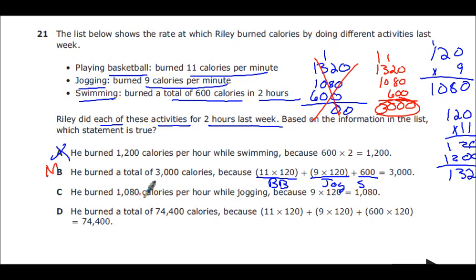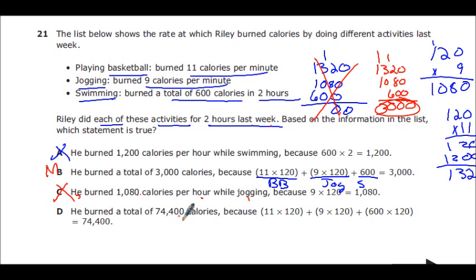He burned 1,080 calories per hour while jogging because 9 times 120 is 1,080. He burned 1,080 calories per hour while jogging. Okay, this is true, but it said up here he did each of these activities for 2 hours last week. So I need to know what the total is there. So not going to work.